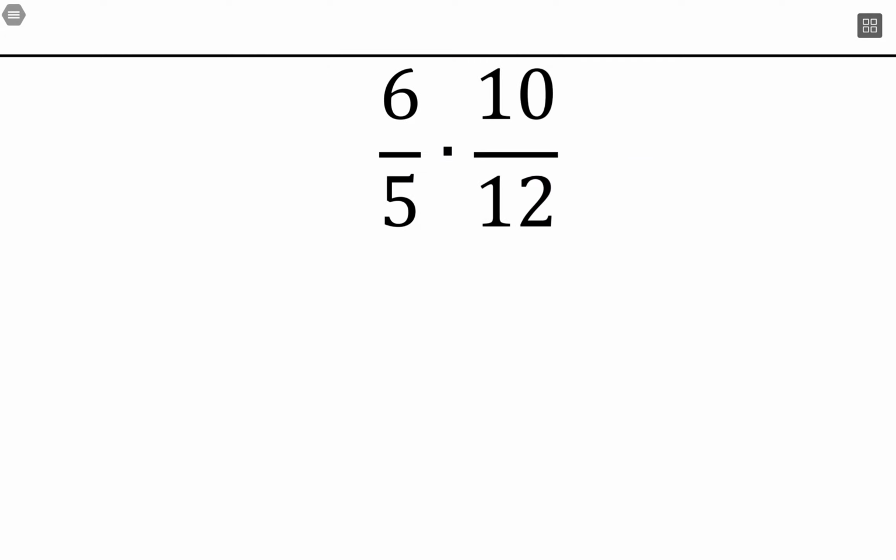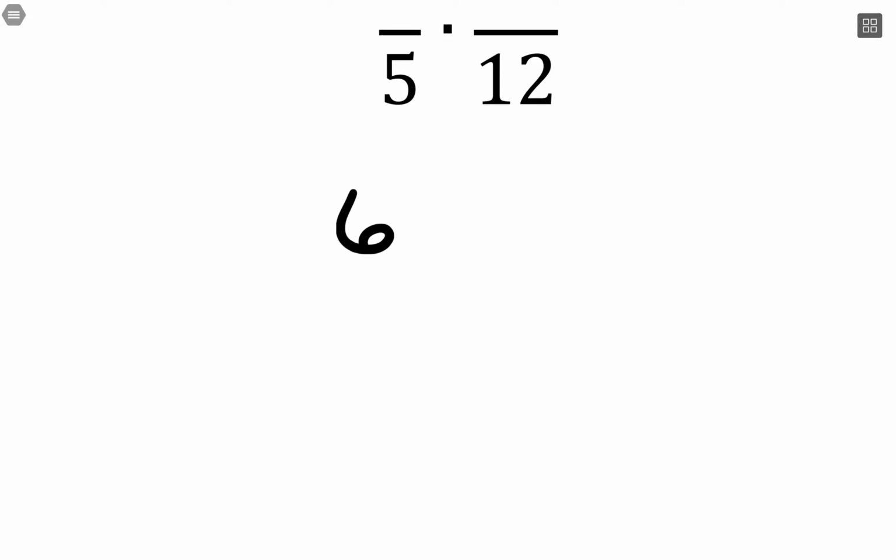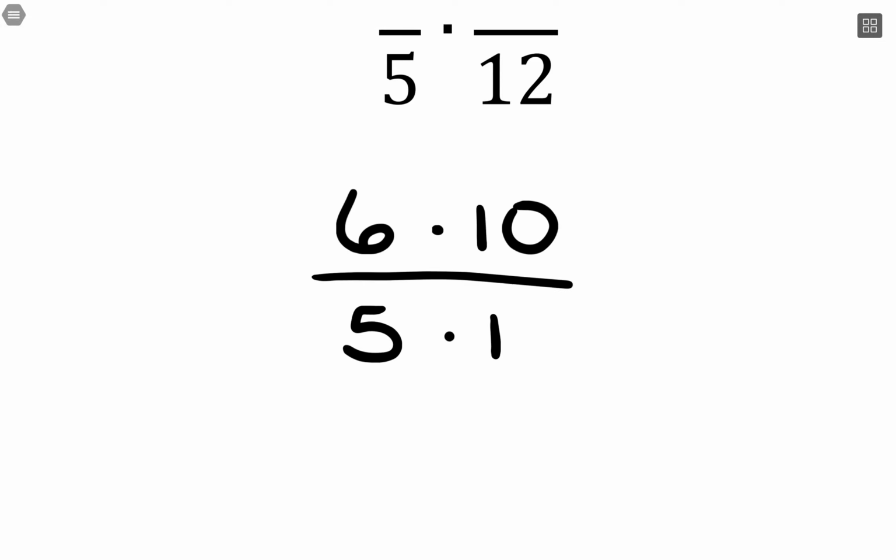So what I'm going to do here is I can go one step further if it helps to write 6 times 10 over 5 times 12. And without multiplying anything out, I'm going to start canceling. So I see my 6 and 12, which has a common factor of 6. So 6 divided by 6 leaves a 1. 12 divided by 6 leaves a 2.